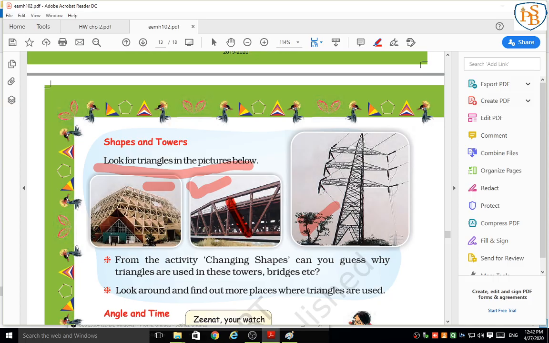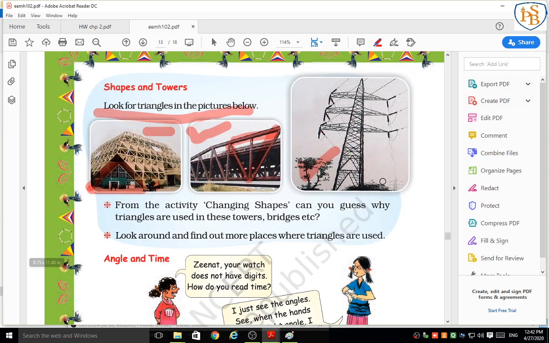If we see the bridge, we have different types of triangles. Right, students? Different types of triangles we can see over here. In the building also we have one triangle over here. And in the tower, if we see carefully, students, the tower is made up of a triangle shape only. See, this is a big triangle. Only one base and 3 corners.